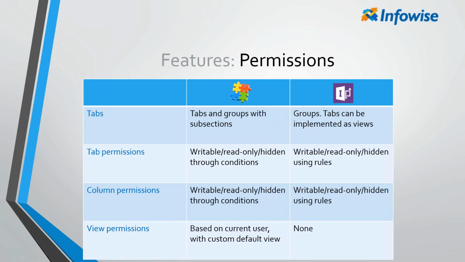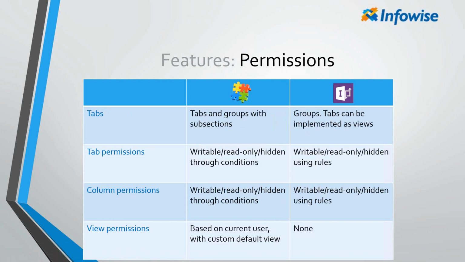In InfoPath, you can define rules, but they are based on specific columns, and you can only compare them to other field values. The same goes for column permissions. We also support column permissions directly for specific columns, and that would override the tab permissions if we had any. In InfoPath, it's the same as before because they only have column permissions.